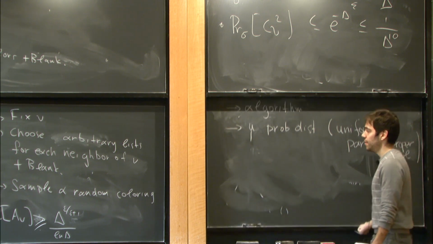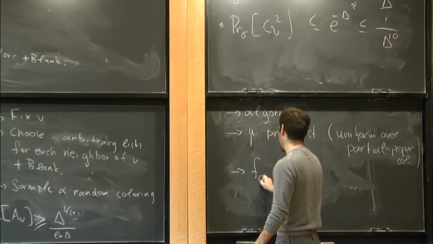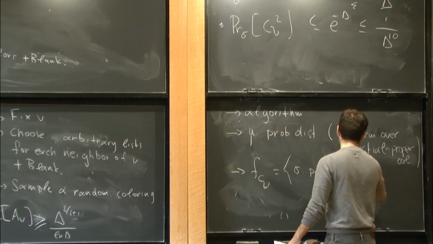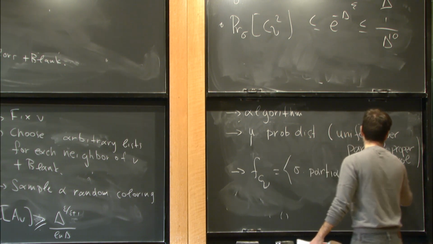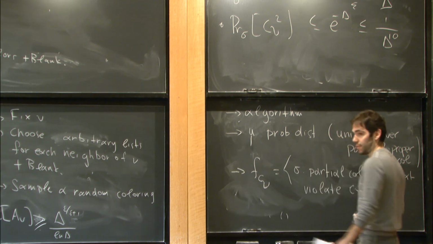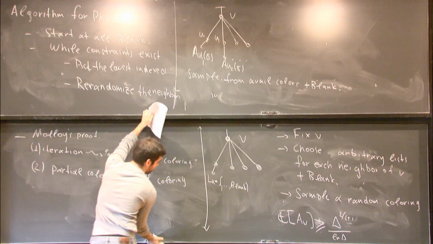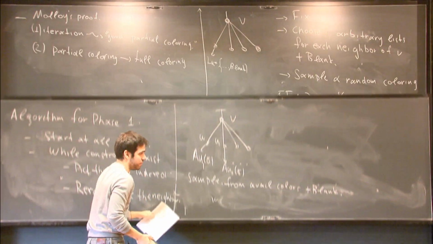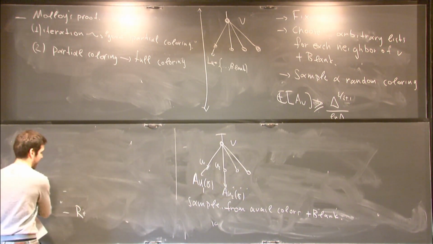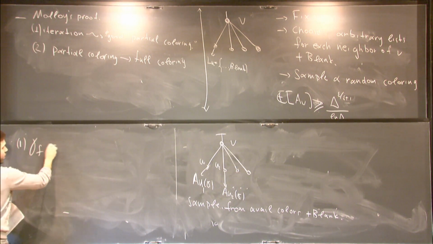Then we had this flaws notion. What is a flaw? The flaw for a constraint C_V, let's call it F of C_V, is basically the set of states, the set of partial colorings, that violate the constraint. This is what we had last time, and we cared about two parameters. The first parameter we cared about is gamma of f, which was basically this sum.